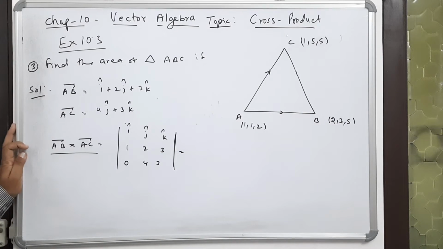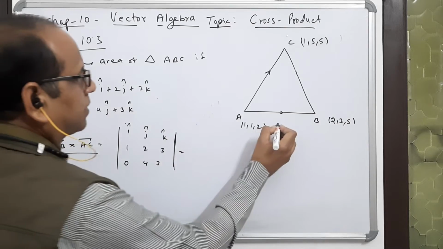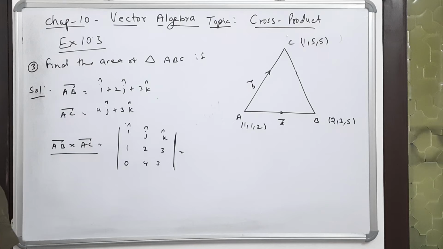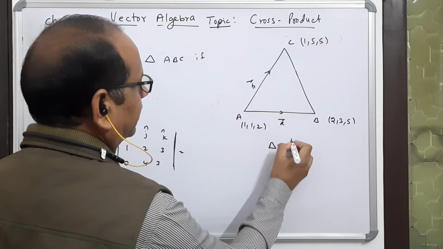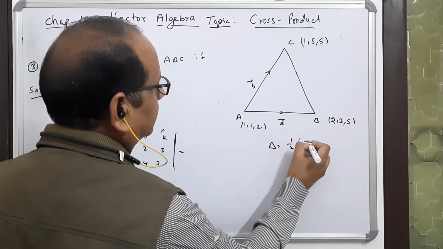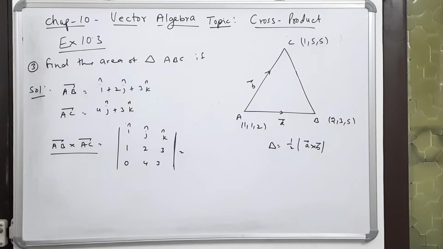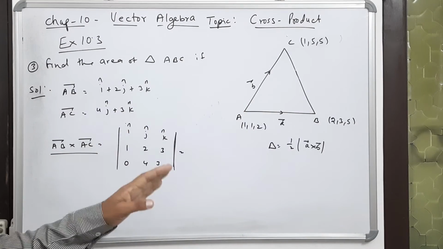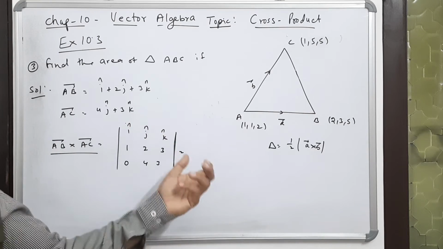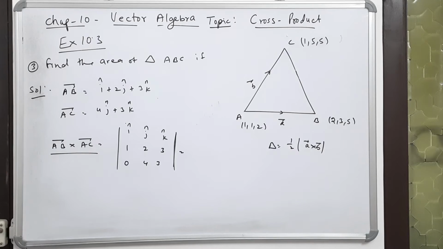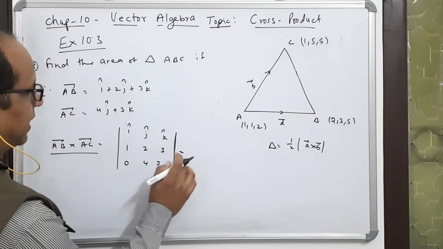Because you all know that if vector A and vector B are the adjacent sides of a triangle, then what will be the area of the triangle? It is half the magnitude of A cross vector B. This principle I am using to find the area of the triangle in 3D. Area of triangle in 2D you already read, but today I am explaining to you how to find the area of triangle in 3D.